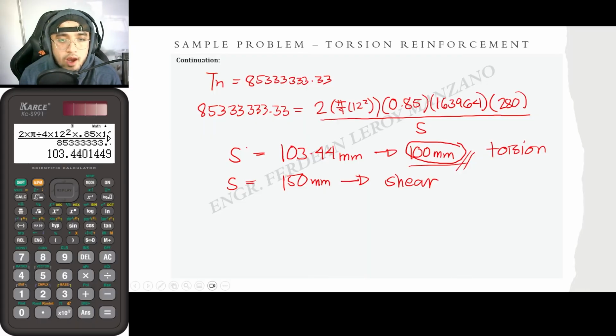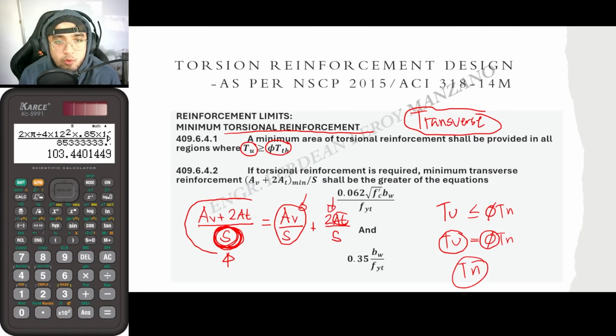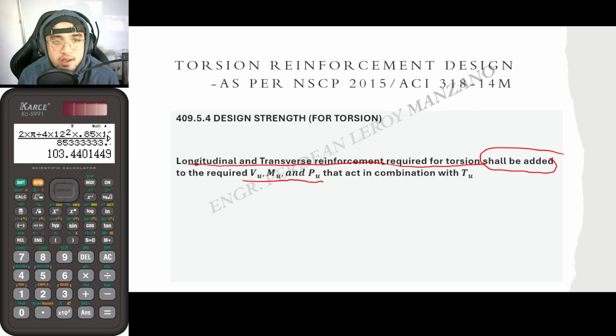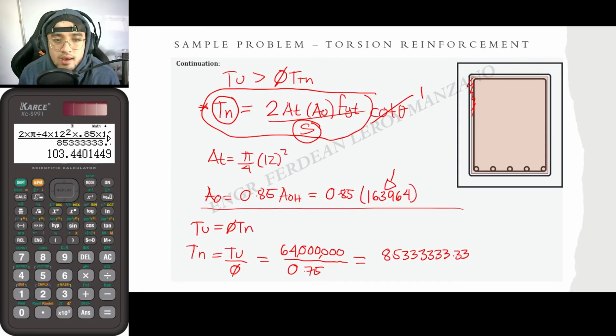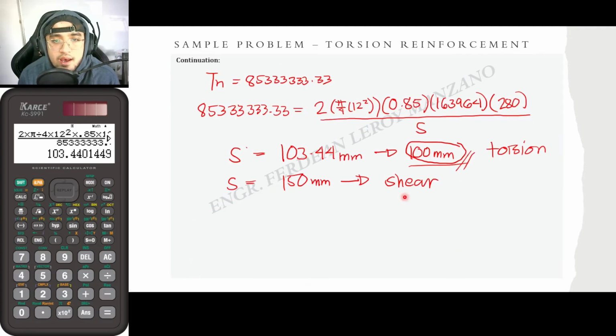According to our code provision, you must be adding them, or taking both into consideration. Take note that according to our provision here, the transverse reinforcement required for torsion shall be added. So we will not be choosing the more conservative value, but rather we would be adding them. But since we are talking about spacing, guys, it would be incorrect if we would just be adding both of this.